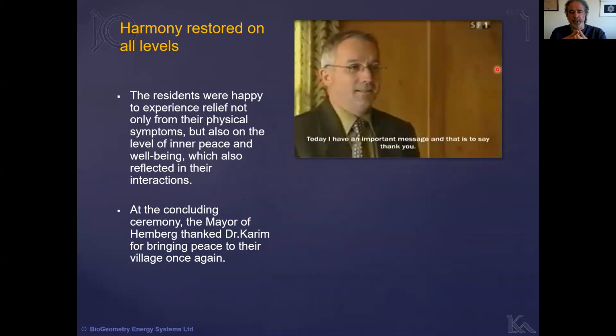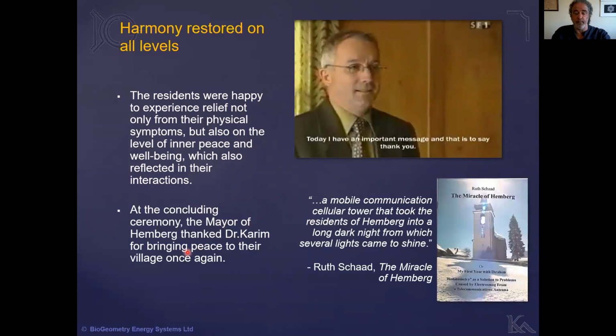This is a point which I will be slowly building up as we go along, because biogeometry doesn't just give release from stress in terms of the body, but also on these deep inner levels, which is why it makes it such a powerful method, especially for the times we're living in today. At the concluding ceremony, the mayor thanked Dr. Karim for bringing peace to their village once again.